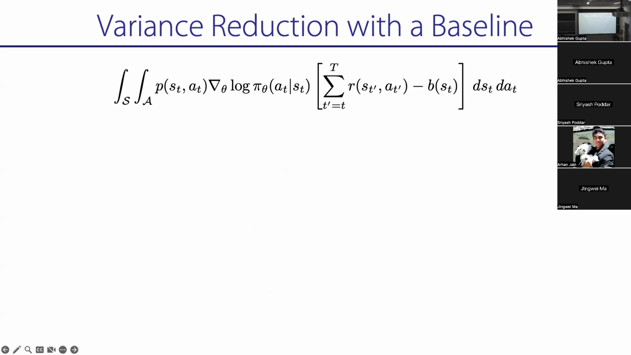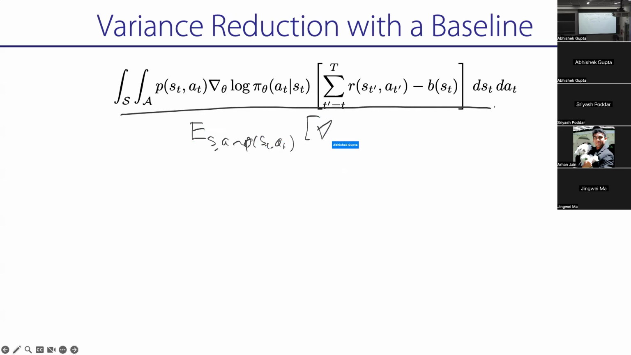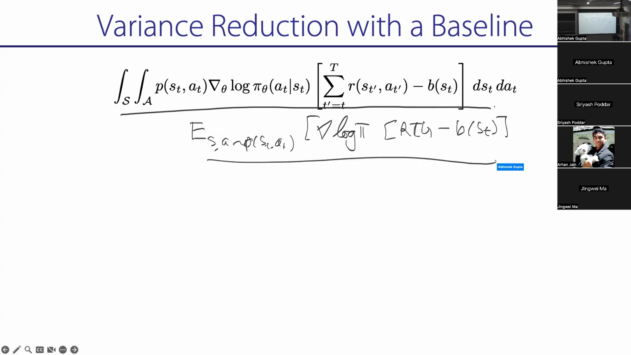What we want to show is that this gradient, which you can think of as the stationary distribution version of policy gradient, is taking the expectation over S and A from your P, ST, AT. You're saying grad log pi, and then you're summing R, the return-to-go, and subtracting B of ST. This is the thing that I'm proposing.